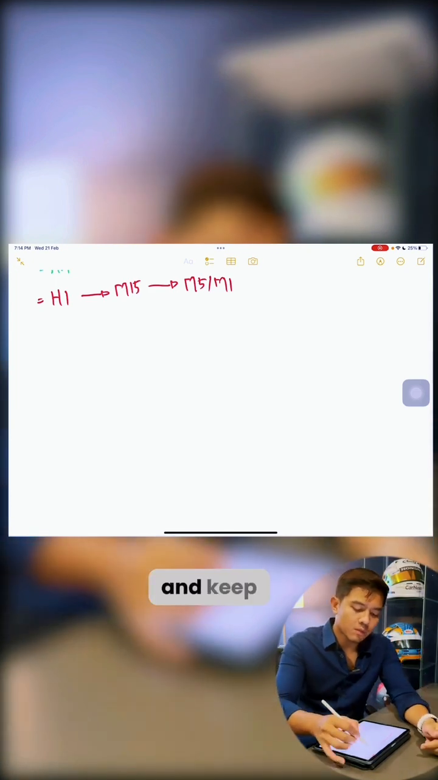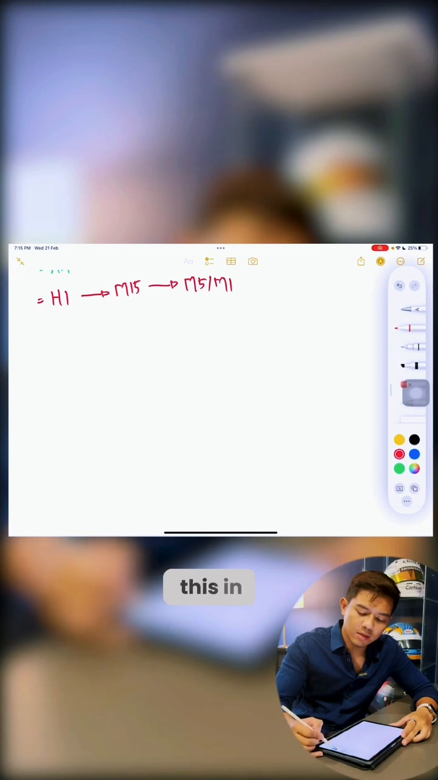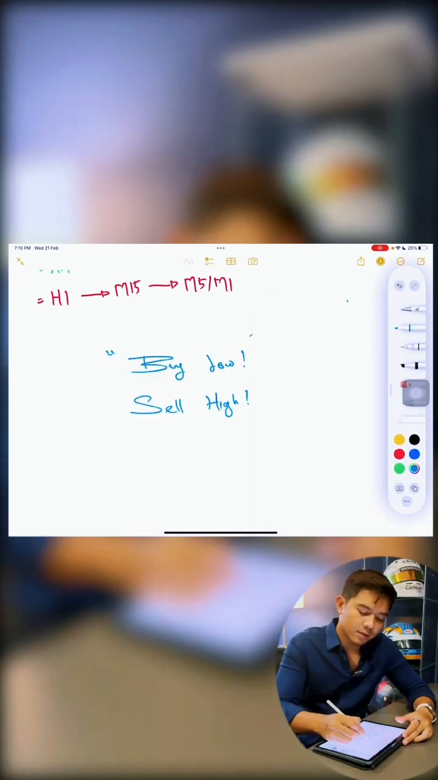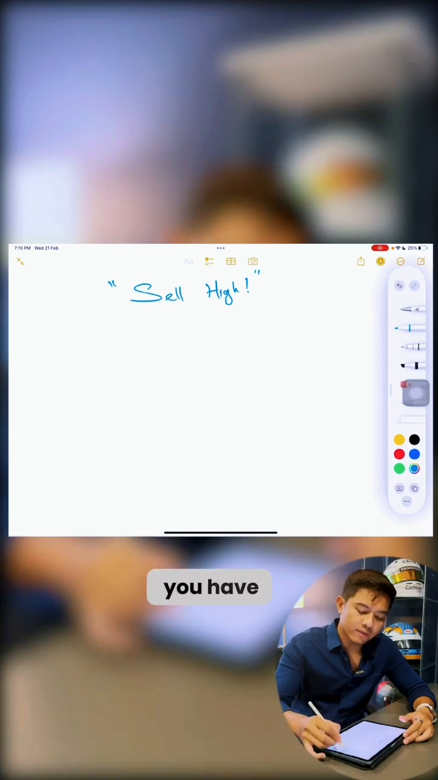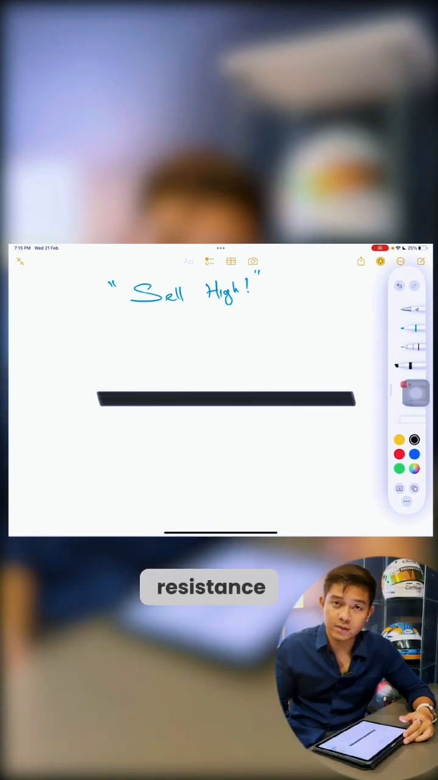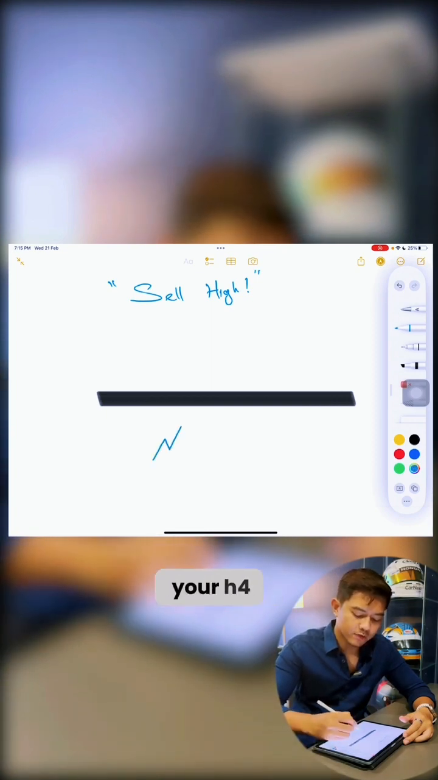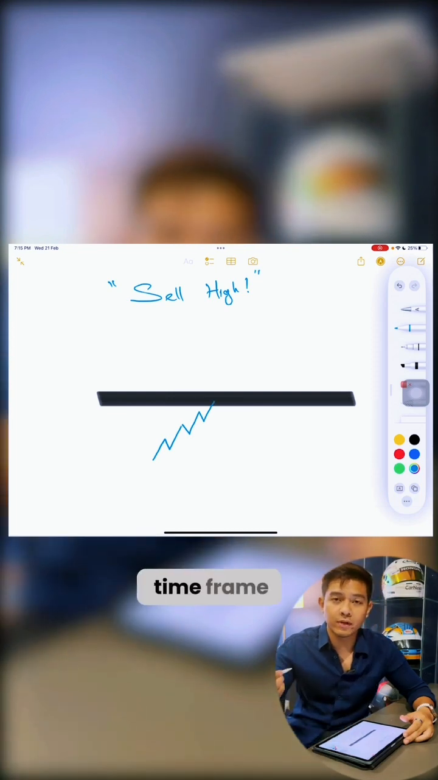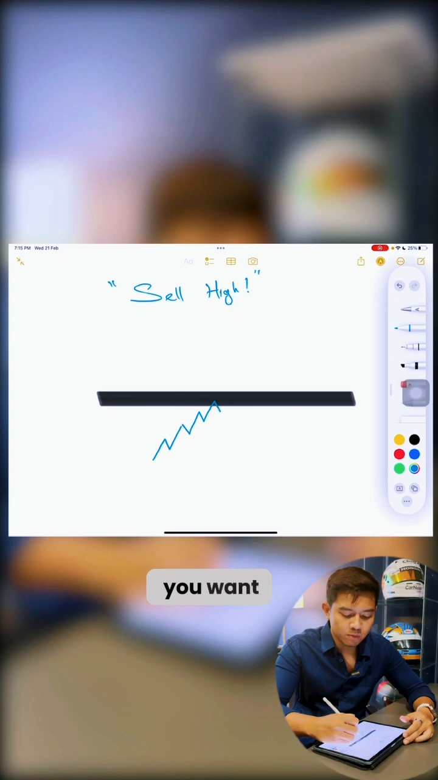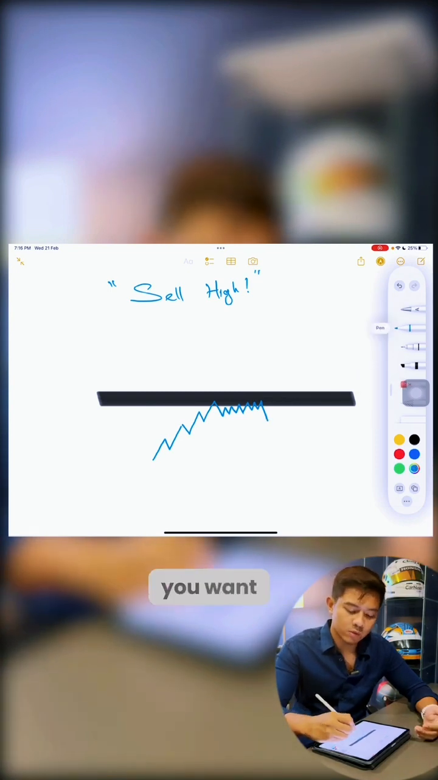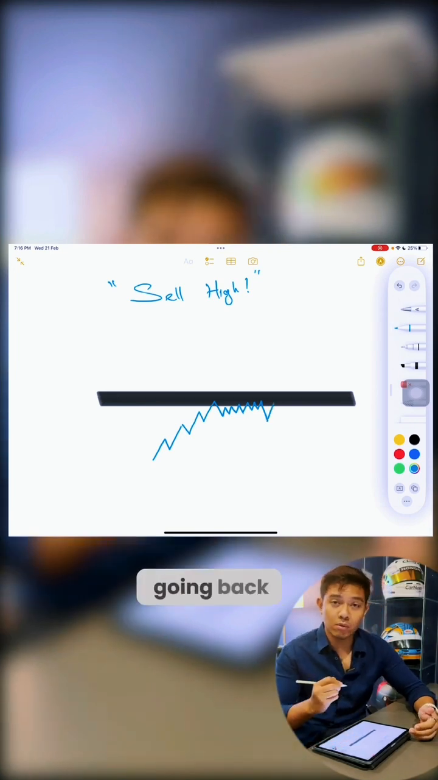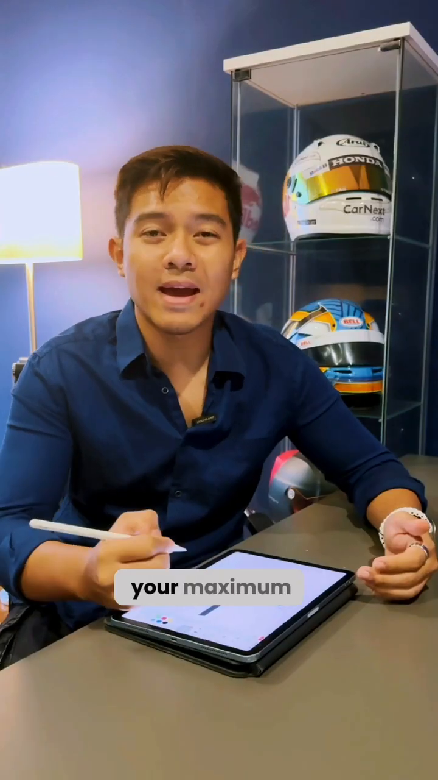Okay, and always keep this in mind. Buy low, sell high. Remember this forever. Why? Let's say you have found your H4 resistance. When price is coming into your H4 resistance, you're using your lower time frame to look for your sells, right? So what you want to be doing is waiting for confirmations. You want to be waiting for a candle to do a breakout below, and when price is here, this is considered as selling low. When you want to sell, you want to be selling when it is high again. When it's going back up, that's when you sell here to get your maximum profits.